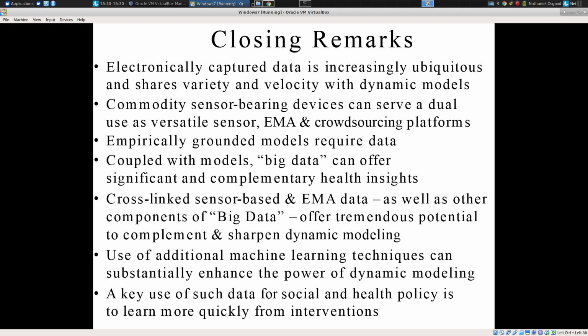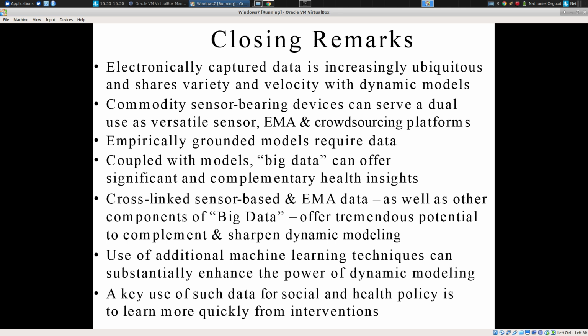Cross-linked sensor-based and EMA data, as well as other components of big data, offer a huge amount of potential to complement and sharpen dynamic modeling. The sort of modeling that we're conducting here has a very bright future because of the ability to inform it, to get it out of the realm of speculation in terms of microbehavior, and to transition it to a point where it can be grounded and our hypotheses can be challenged as captured in the models, and we can use them ever more effectively as learning vehicles.